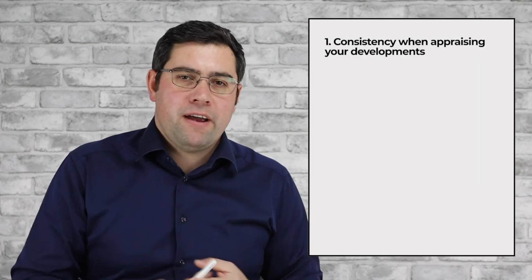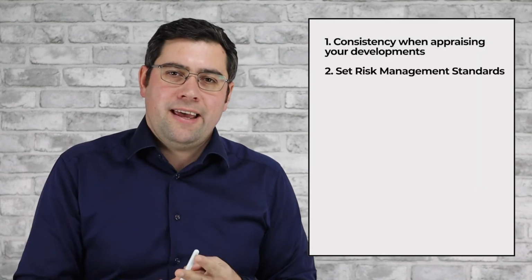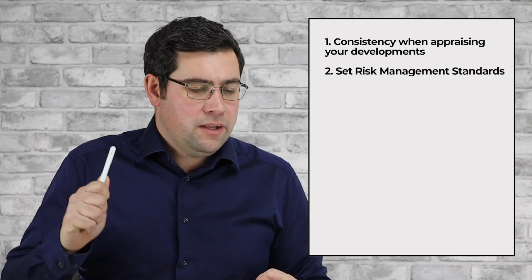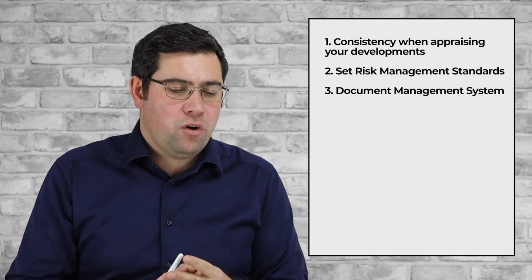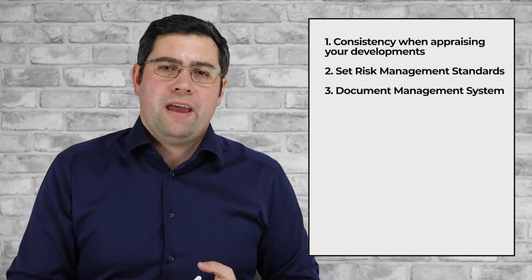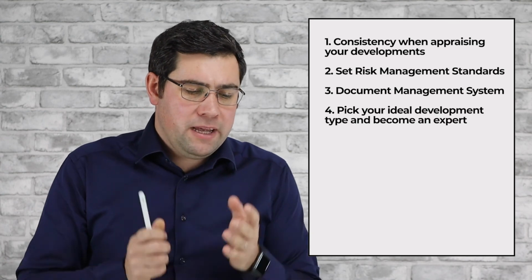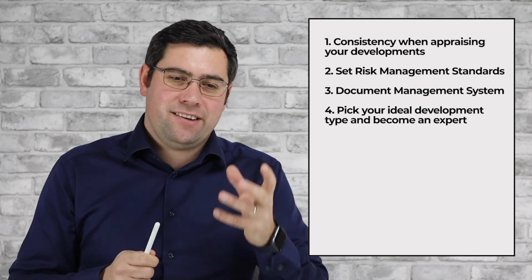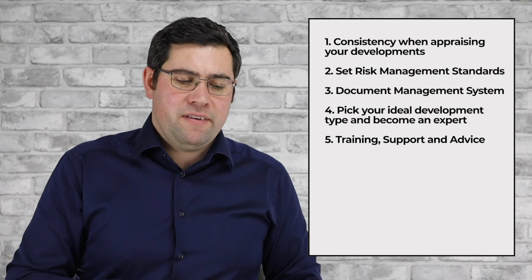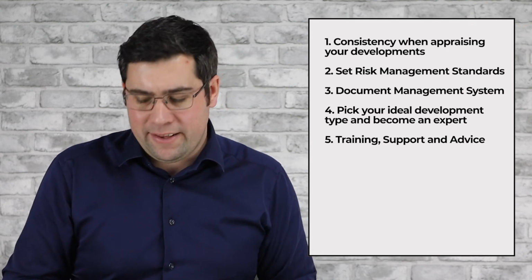Number 1 is consistency when appraising your developments. Number 2 is set yourself some risk management standards. Number 3 is set up a document management system and record everything. Number 4 is pick your ideal development type and stick to it. And number 5 is get some training, support and advice.